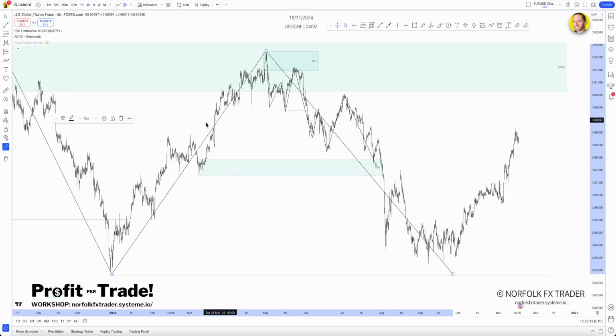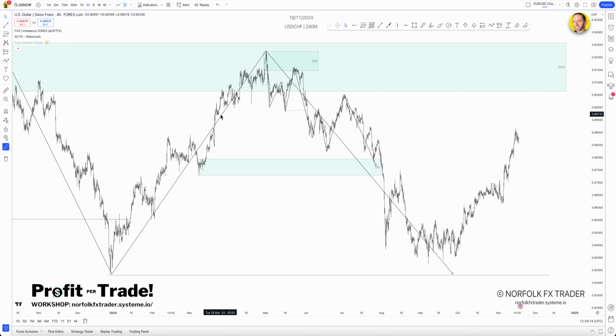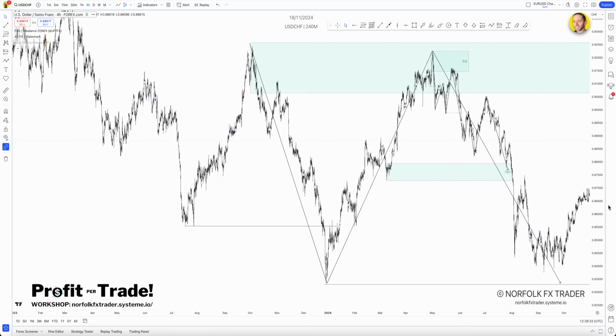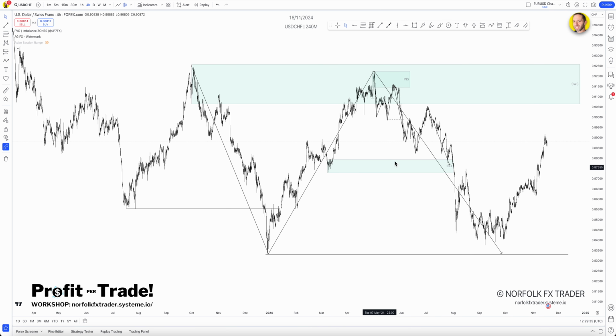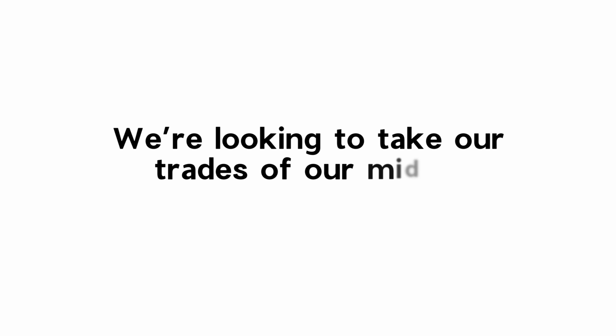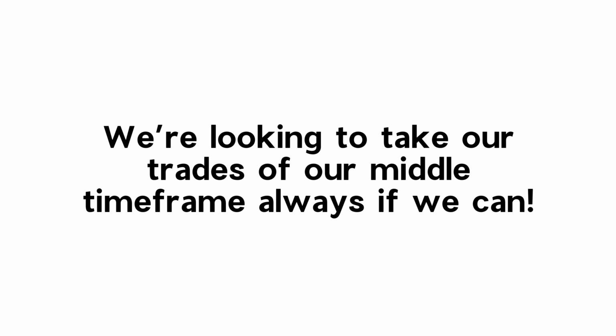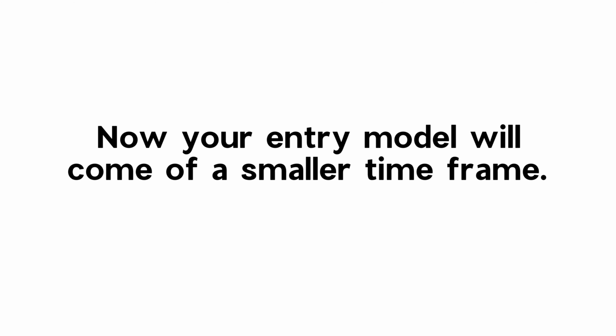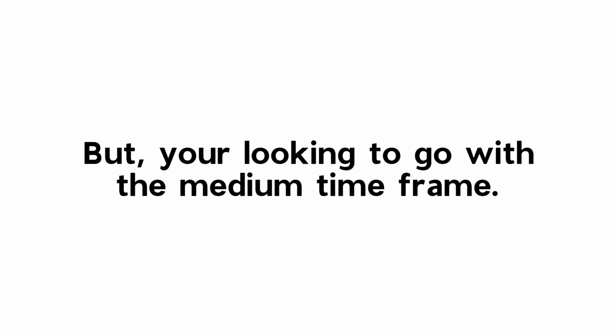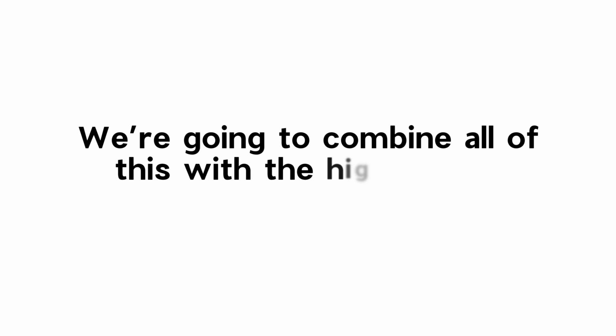Now we do have the third type of structure, which we haven't yet included, which is that fractal structure. Understanding our entry model, we have a few different choices here. Let's just remove these now. We understand where we're looking at the market. We're looking to take our trades off our middle time frame always if we can. Now your entry model will come off a smaller time frame, but you're looking to go with the medium time frame. We're going to combine all this with the higher time frame.